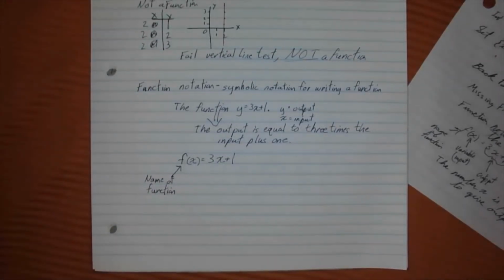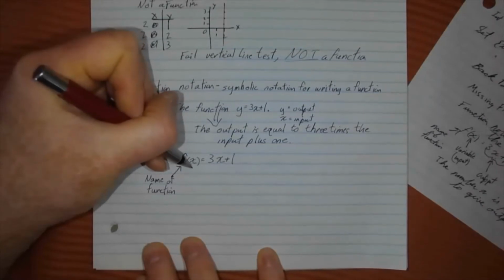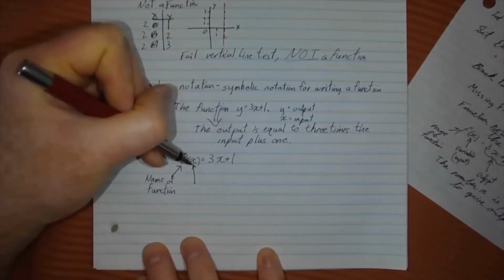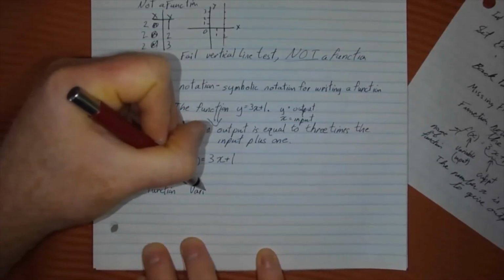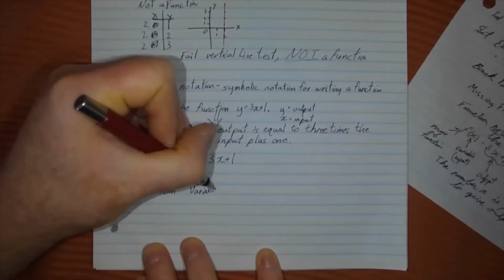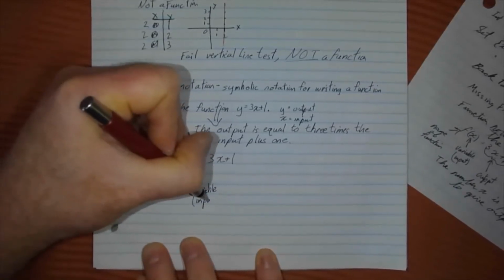I could call my function Bruce. That would just be long to write and really frustrating and annoying. So you have the name of your function, f. The parentheses tell you where your input is. The variable is your input.